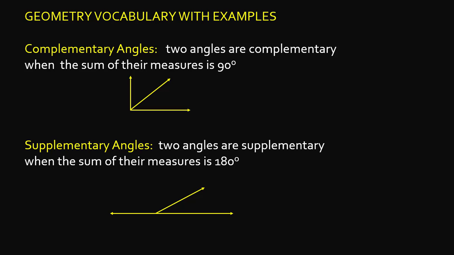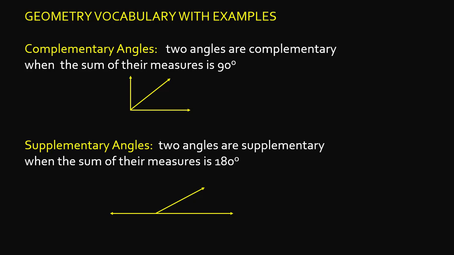We should first have a little review of geometry and vocabulary involved with that. First of all, complementary angles. Two angles are complementary when the sum of their measures equals 90 degrees.